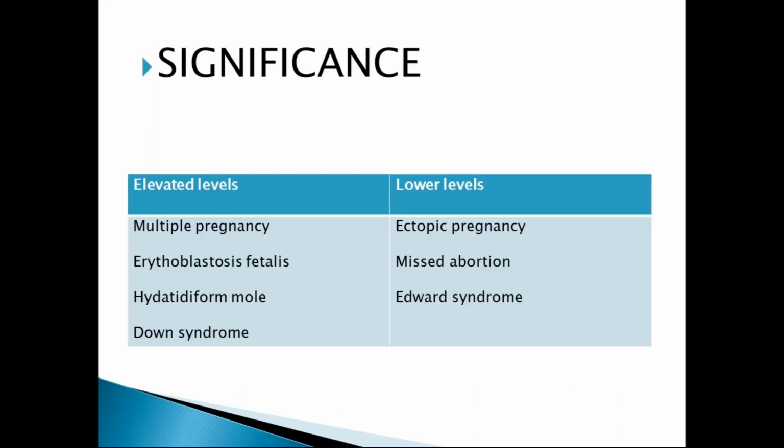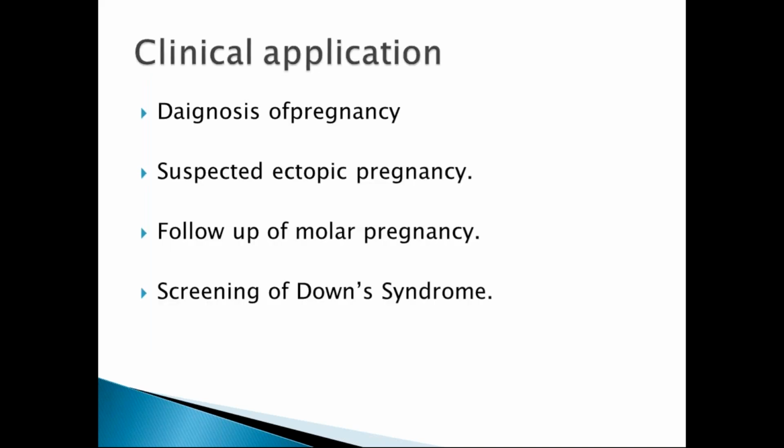So what is the significance of HCG? Why are you concentrating on HCG? Why do you want to check HCG levels in blood or plasma? Elevated levels of HCG can be seen in multiple pregnancy, erythroblastosis fetalis, molar pregnancy, and Down syndrome, and lower levels in ectopic pregnancy, missed abortion, and Edwards syndrome. So this is the significance of measuring HCG levels.